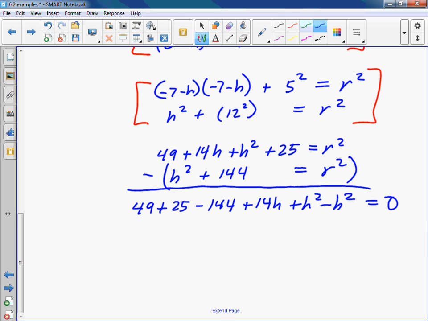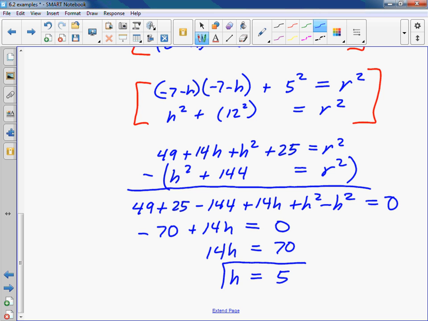All right, let's try to clean this up. What do we got? 49 plus 25 minus 144, how much? 74. Negative 70, thank you. That sounds right. Negative 70 plus 14h equals 0. We're good there. Then we get 14h equals 70. Then we get h equals 5.